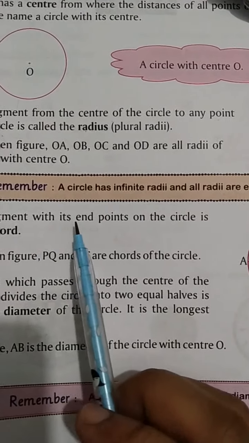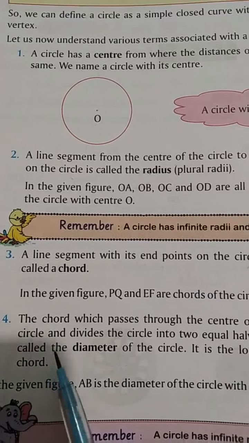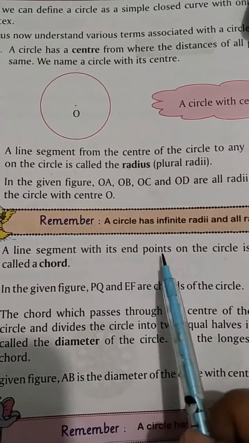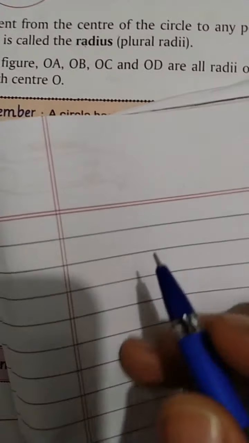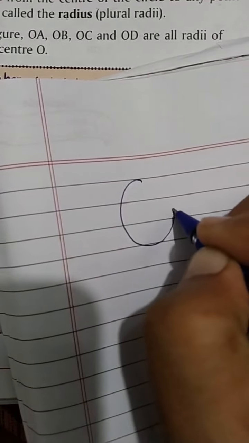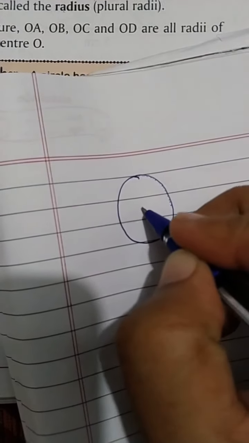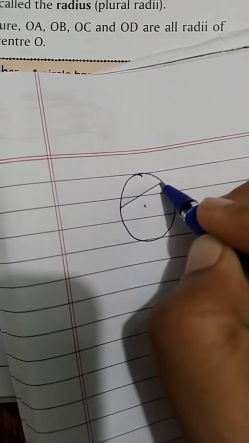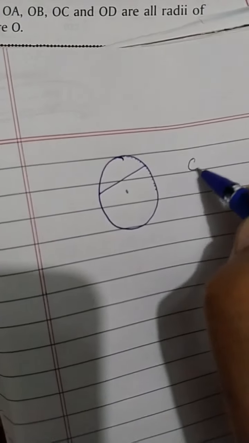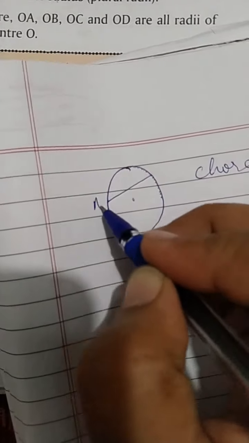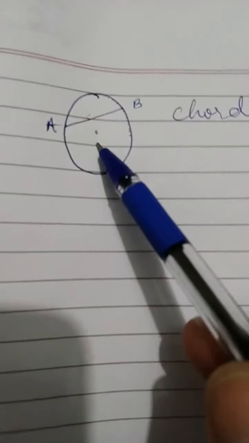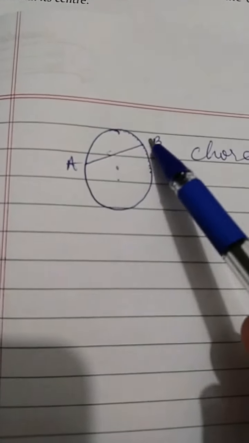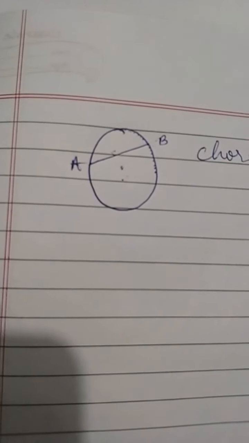A line segment with its end points on the circle is called its chord. Likewise, the center point is here, and the end points are on the circle. So this is the chord. A, B. AB is the chord. It does not go through the center point. Remember beta, that a chord never passes through the center point.